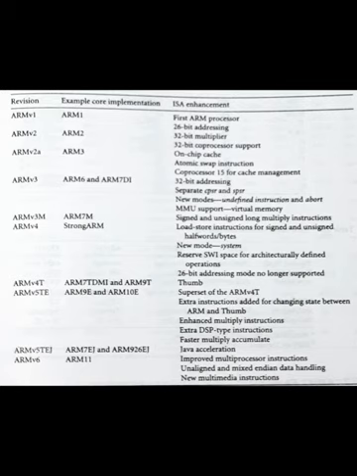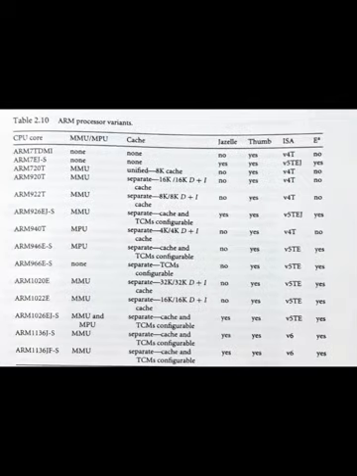One significant variation of the ARM7 family is the ARM7DMI-S. The ARM7DMI-S has the same operating characteristics as the standard ARM7 synthesizable core. ARM720T is the most flexible member of the ARM7 family because it includes the MMU.